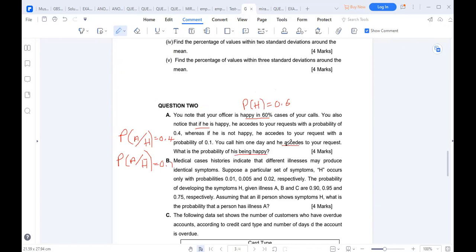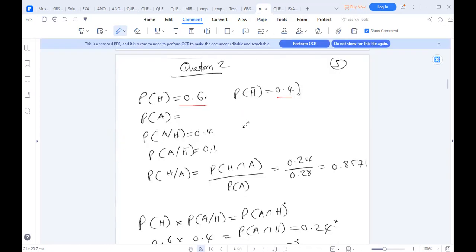So they're looking for A and H. So what the examiner is actually looking for is the reciprocal of this probability of what? Happy, given that he accedes. Now to find that, we need to first find the probability that he accedes. So just identify the things with a similar denominator. So this one, probability of A given H, then probability of H, it will give us the intersection of the two letters as long as these are the same.